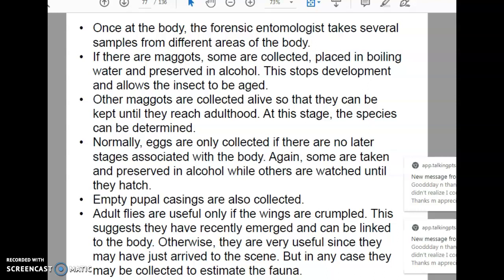Normally, eggs are only collected if there are no later stages associated with the body. Again, some are taken and preserved in alcohol, while others are watched until they hatch. And then, of course, those empty pupal casings are also collected. Adult flies are only useful if the wings are crumpled. This suggests they've recently emerged and can be linked to the body. Otherwise, they are less useful since they may have just arrived on the scene. But in any case, they may be collected to estimate the fauna.